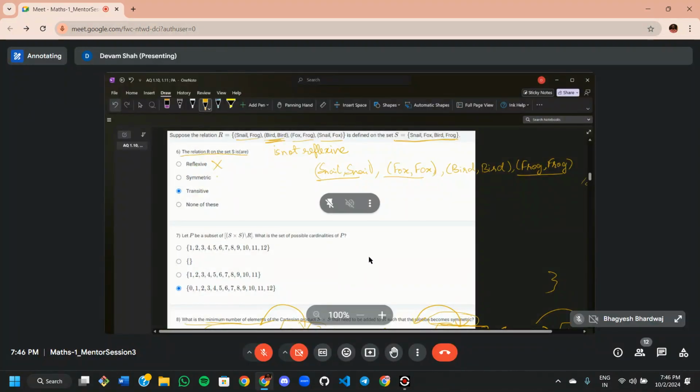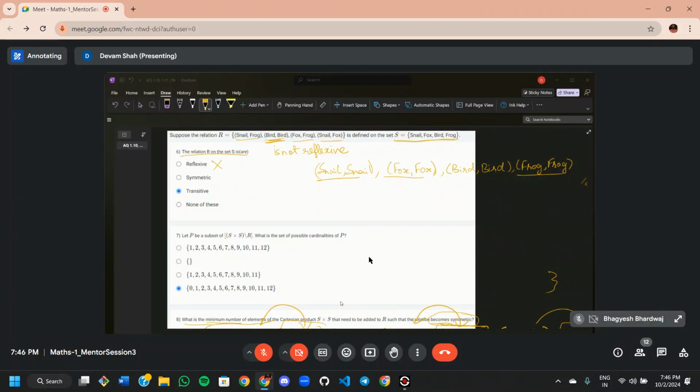So this is wrong, correct? Any doubt with reflexive? No, sir. Okay. Coming to symmetric. Now if snail, frog is there, then there should be frog, snail too, right? This can't be symmetric also, sir. Everyone got this point? Even the other terms, fox, frog, they should be frog, fox. So it's not symmetric also.